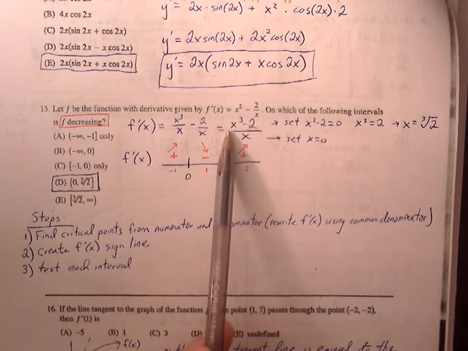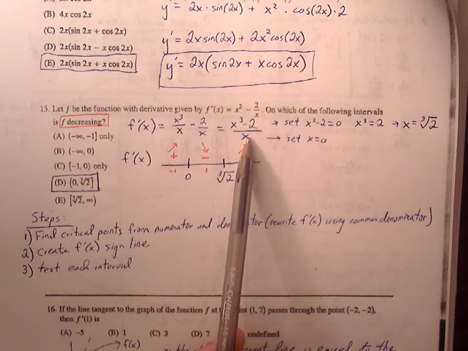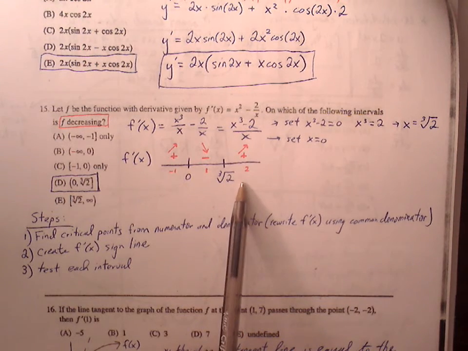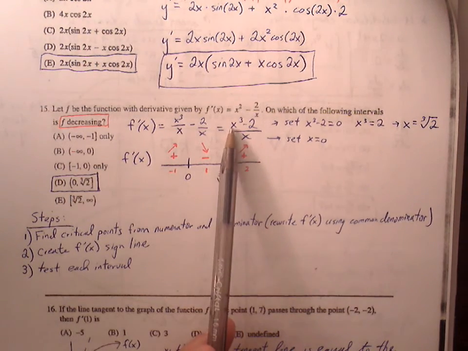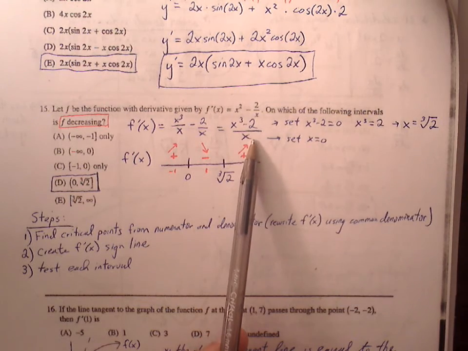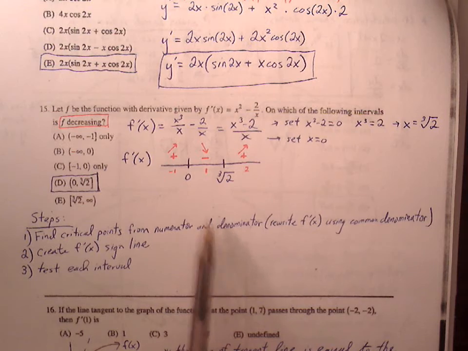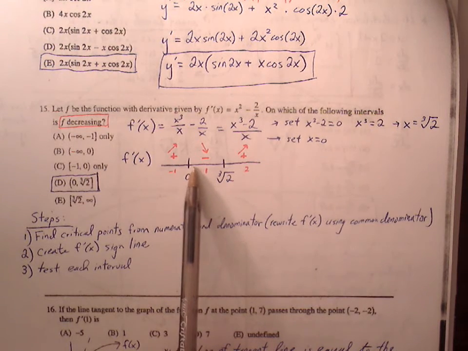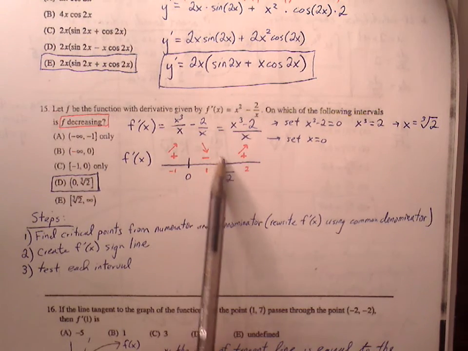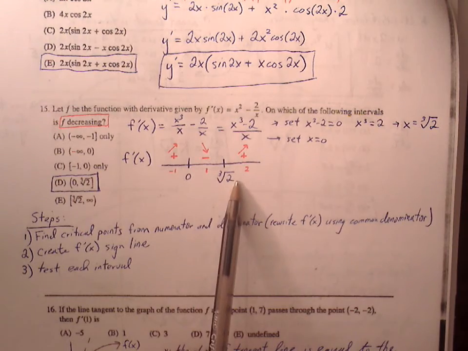If I plug 1 in, I get 1 minus 2, it's -1. -1 over 1, that's negative. If I plug 2 in, I get 8. 2 cubed minus 2 is 8 minus 2 is positive. Over 2, that's positive over positive, which is positive. So we know our graph is decreasing in this interval from 0 to cube root of 2.